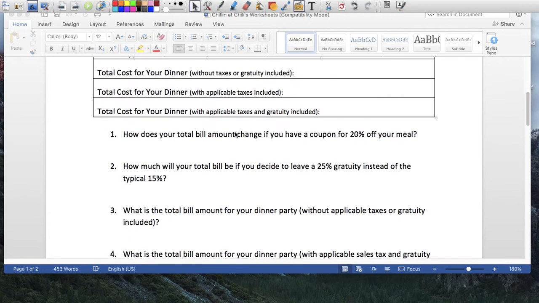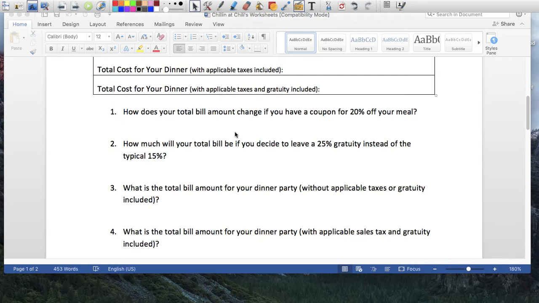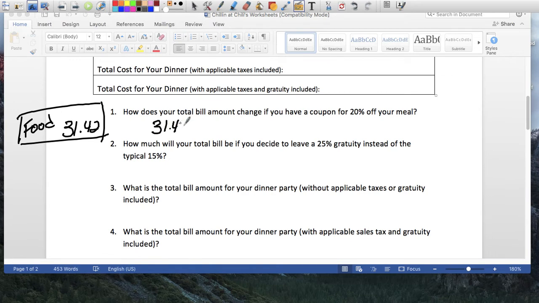So the bottom questions say, and let's take care of one at a time, what happens to my bill if I have a coupon for 20% off my meal? Well, my meal, just my food, was $31.42. This was my food, drinks and whatever else. So if you pull out a coupon, maybe there's a newspaper clipping that says if you're a student, you get 20% off. So you're not paying $31.42 anymore, right? 20% off means that you're now responsible for 80% of that. So we can do 31.42 times 0.8.